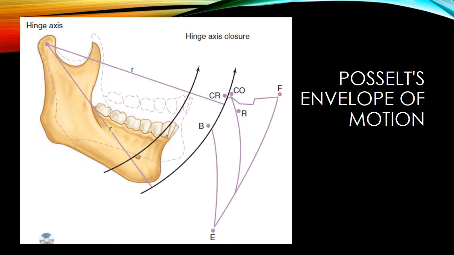Okay? When the mandible moves from CR to B, or halfway of the maximum opening of the mandible, there is only hinge movement or rotational movement in the condyle. But when from the centric relation the mandible moves to maximum opening, there is already downward and forward movement of the mandible. So Posselt's envelope of motion also refers to the limit of the movement of the mandible, the functional limit of the movements of the mandible.